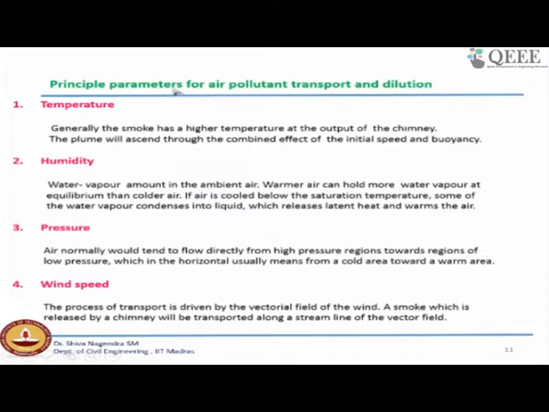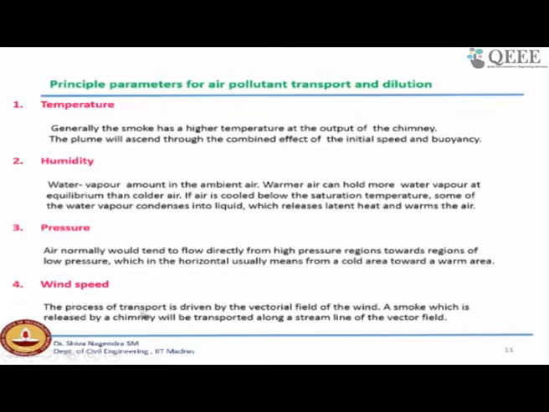The principal parameters for air pollutant transport and dilution: temperature. You all know that the air mass moves, and where the temperature is higher, it tries to move upward. Humidity also plays a very important role. It is involved in determining the pressure, and it also enhances the chemical reactions within the environment under the given conditions. The pressure: as you all know, air normally moves from high pressure to low pressure regions.